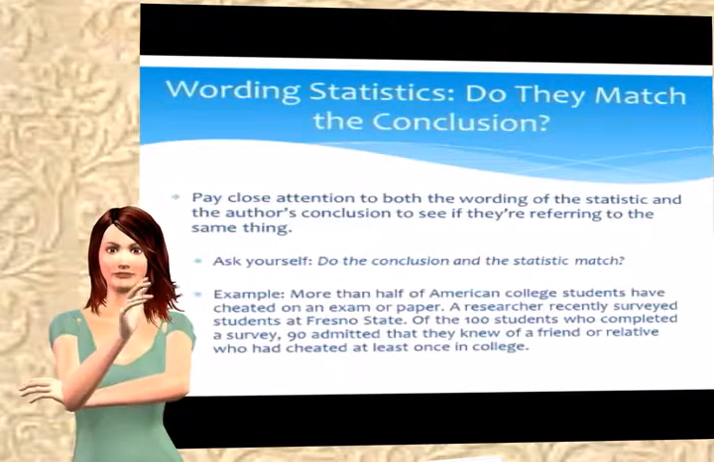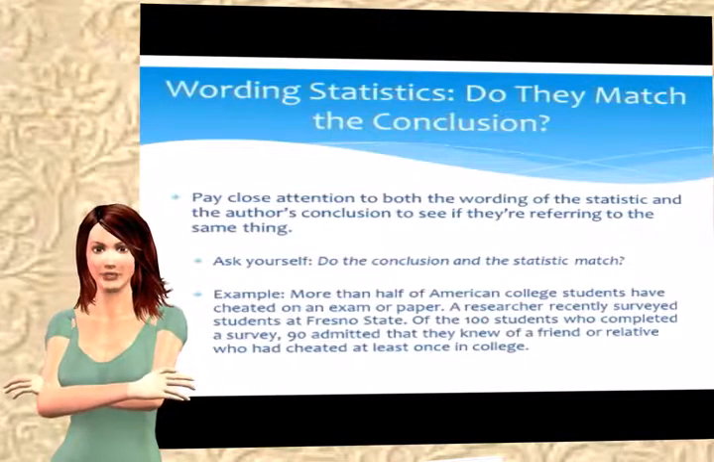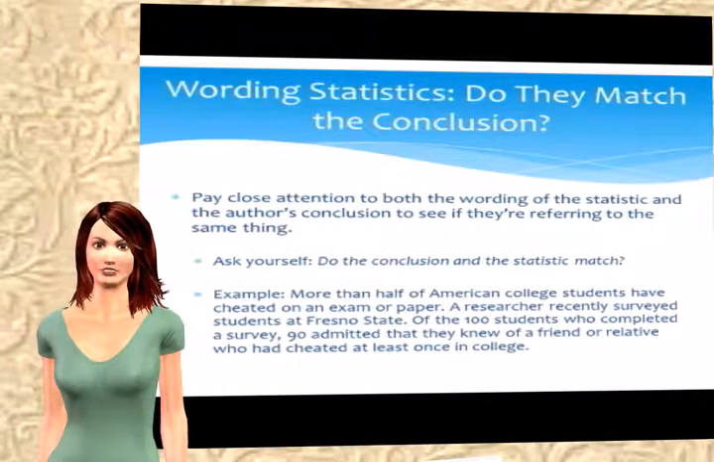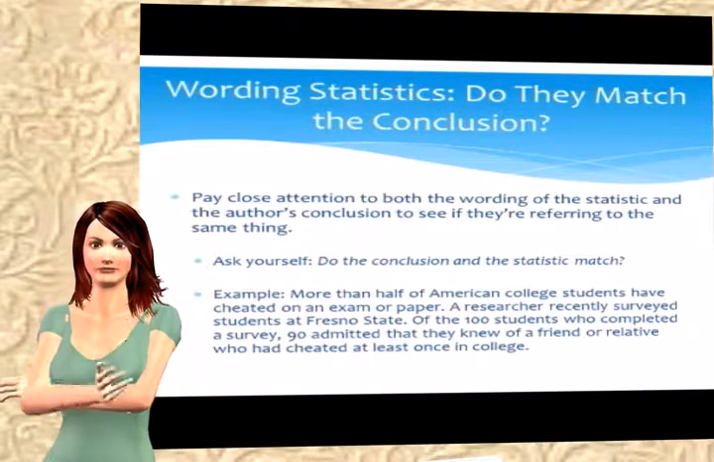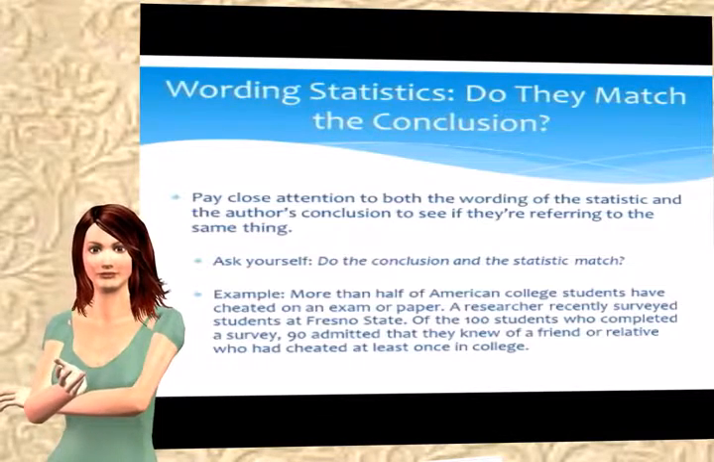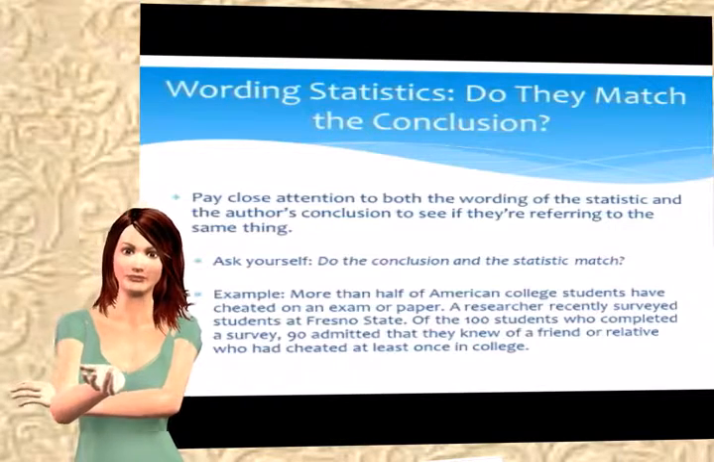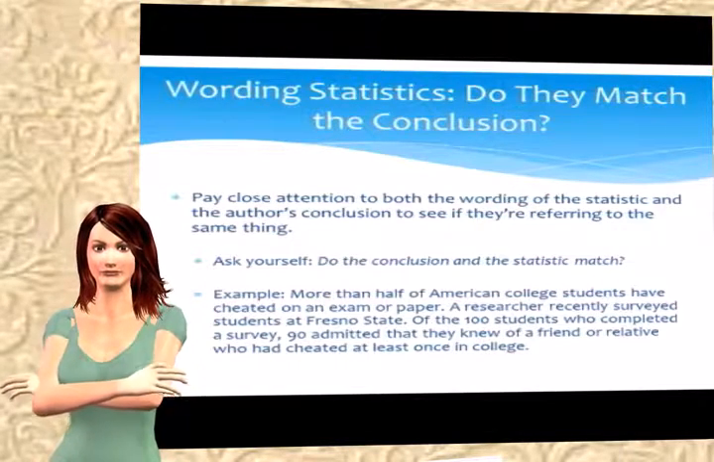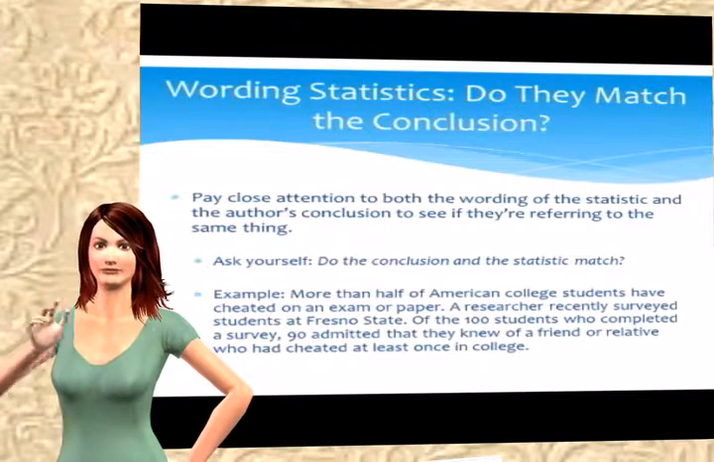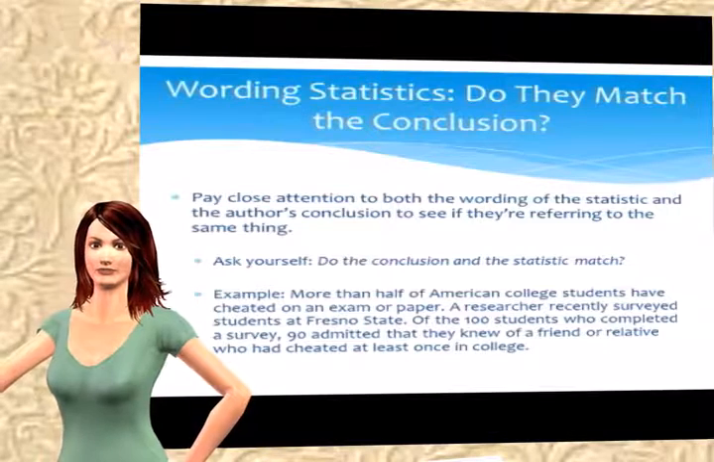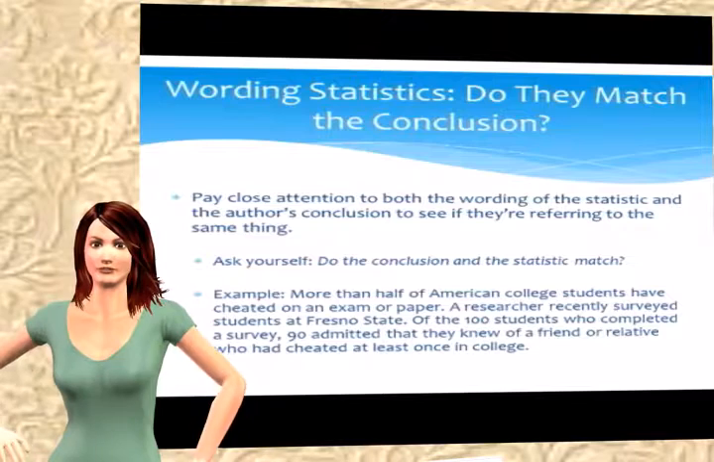We also want to pay particular attention to how statistics are worded, especially because we want to ask ourselves, okay, given what type of statistic, what piece of evidence the author is presenting, does the statistic he or she is providing actually match the conclusion? Does it actually support that particular conclusion? And when you pay attention to wording here, sometimes the author is actually providing a statistic that doesn't support his or her conclusion. You want to make sure essentially that they're referring to the same thing. Do the conclusion and the statistic match?